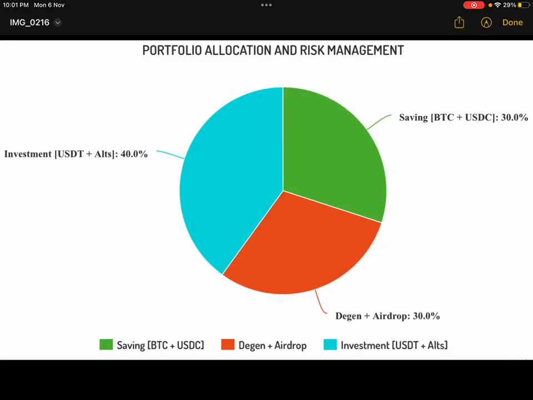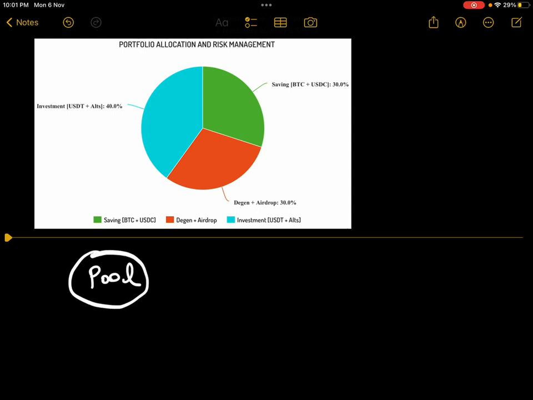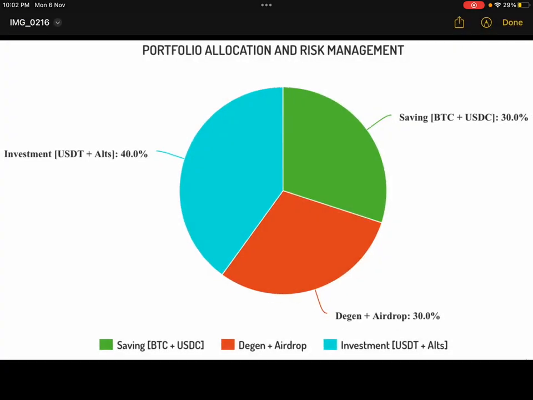So let's see. First of all, this is the overall pie chart I created, and this is what I follow. As you can see, whatever I earned, I first of all save it in a pool. Whatever I earn, let's say I earn $100, at the end of the month I distribute that money in this order. Around 30% goes to Bitcoin and USDC. So that is 15% or $15, let's say, to Bitcoin, and $15 to USDC. And I store this in a hardware wallet. So this is kind of a savings, crypto savings, you can say.